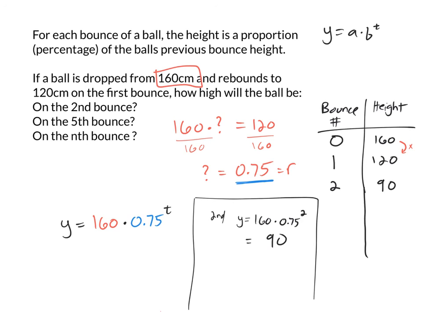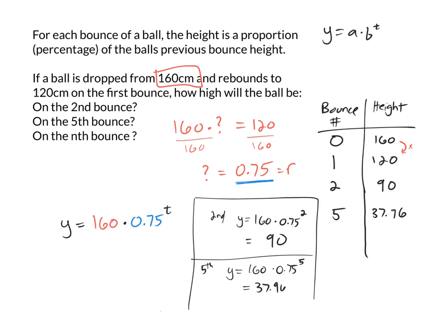Now, I don't have to continue this. If I want to know the fifth bounce, I plug in 5. y equals 160 times 0.75 to the fifth power. 160, parentheses, 0.75, to the power of 5. I get 37.96. So fifth bounce, 37.96.